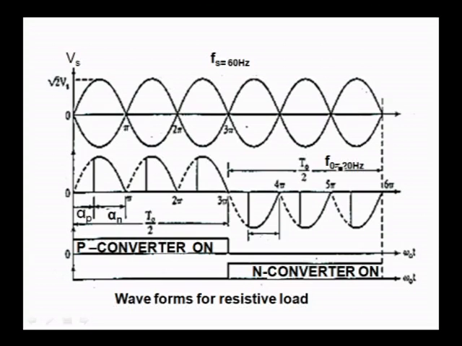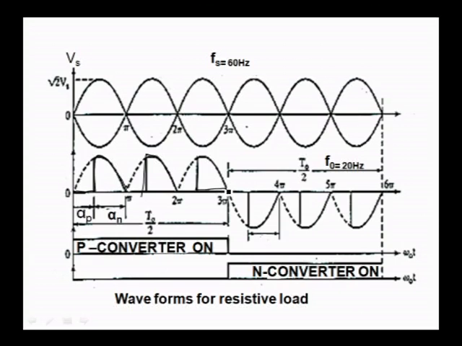Here I am showing the P converter is on, this is the duration for which the P converter is on, and this is the duration for which the N converter is on. See the number of rectified pulses. This is the firing angle alpha P. This diagram clearly shows our firing angle, this is alpha N, these are where it is fired. This is the output voltage when the P converter is on, the positive envelope. The negative envelope of the output waveform we get when the N converter is on.